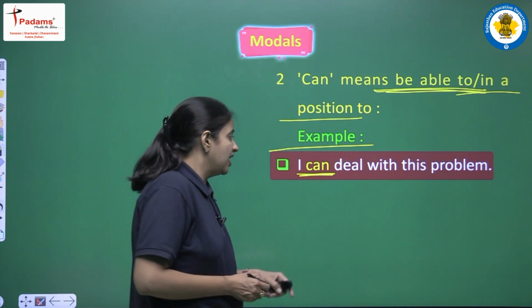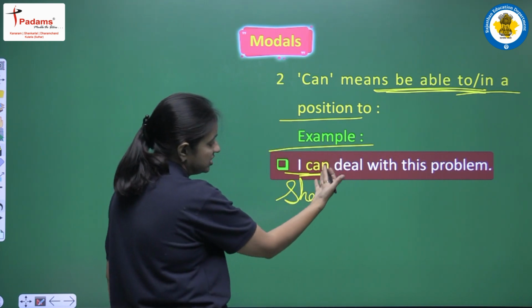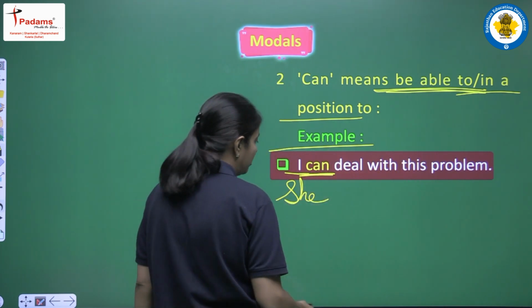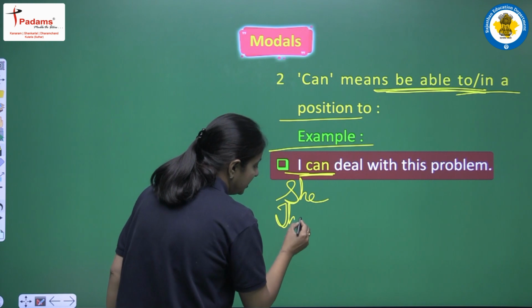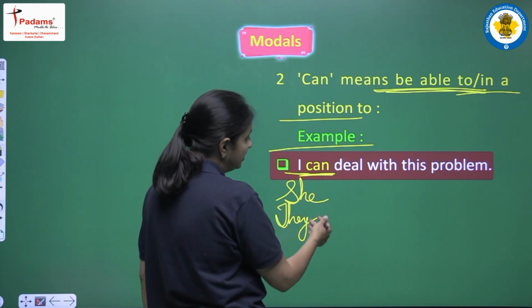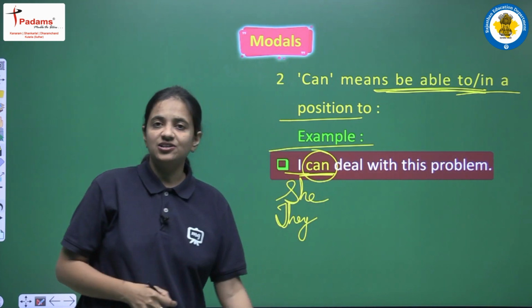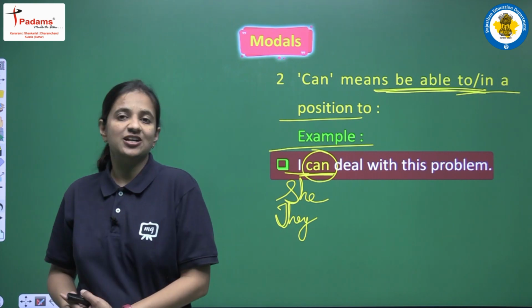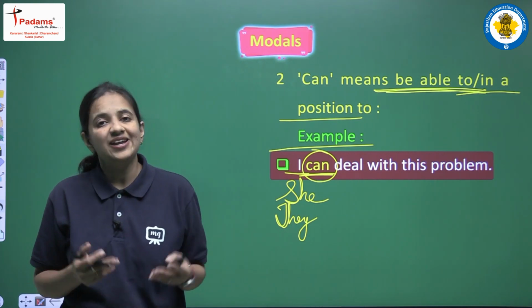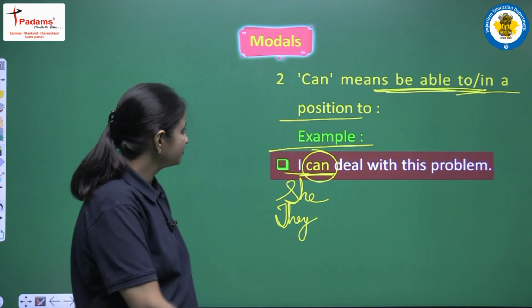So suppose here, instead of I, we had she, then also we can use can. She can deal with this problem. Similarly, if we have a plural subject, then also we can use can. They can deal with this problem. So can is a modal that is used for all the subjects. We can use can for singular and for plural subjects also.